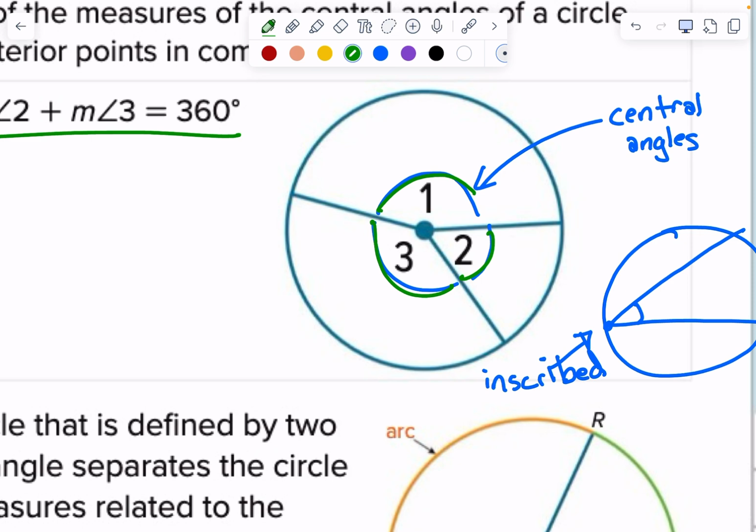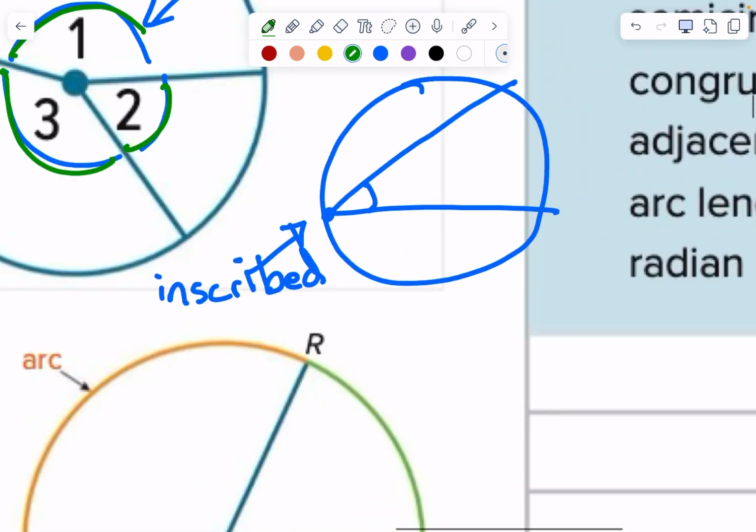All 3 of your central angles, or however many there are, maybe there's 7 of them, should add up to be 360. Yeah? Those are central angles. Inscribed angles are ones across the circle.